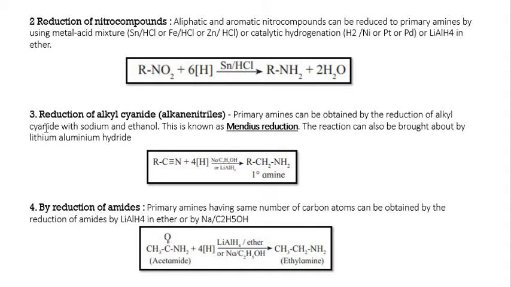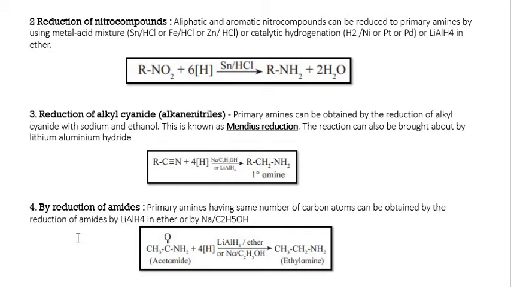Another method is reduction of alkyl cyanide or alkane nitrile. Primary amines can be obtained by the reduction of alkyl cyanide with sodium and ethanol. This reaction is called Mendius reaction, and this is also carried out by using lithium aluminium hydride. Here alkyl cyanide or cyano group would be reduced into amino group, and you can say primary amine is obtained by Mendius reaction.